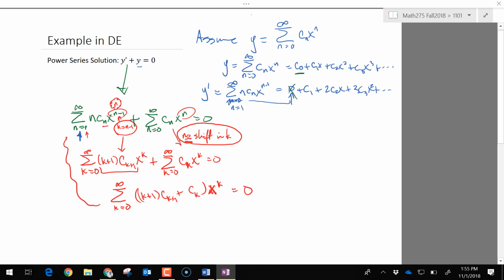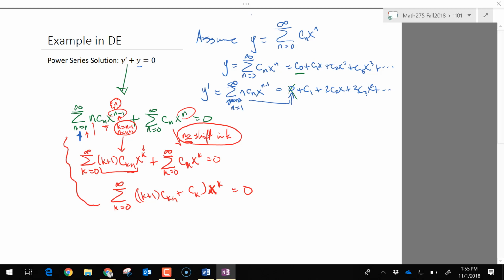Up here or this one? Oh, because for every n in here, I'm going to replace it with n plus 1. I guess I should have put n is equal to k plus 1. So I'll replace the n with a k plus 1. So this becomes a k plus 1, this becomes a k plus 1, and k plus 1 minus 1 is just k.